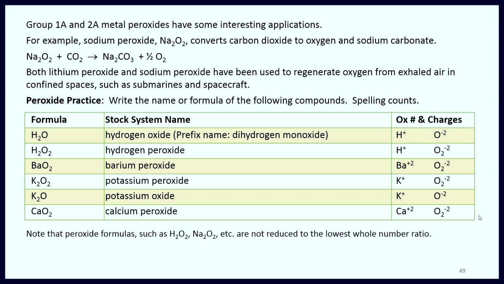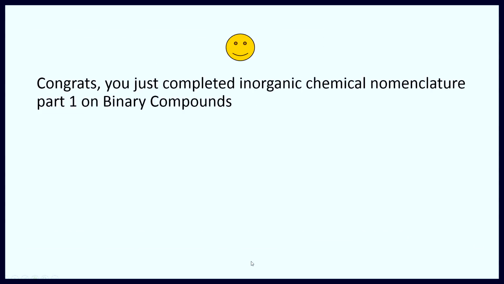Now you'll notice that the formulas such as H2O2, Na2O2, K2O2, etc., are not reduced to the lowest whole number ratio. Here's another exception to that rule. So don't write HO for peroxide. Don't write NaO for sodium peroxide. You see, all peroxides contain a pair of bonded oxygens, so they are left in that form.